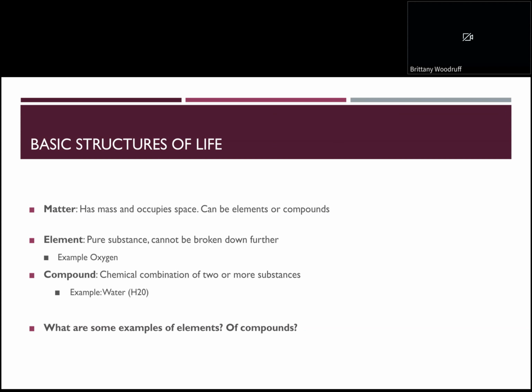What are some other examples of elements? Potassium. Carbon dioxide. Carbon dioxide is a compound, because it's two elements. So carbon dioxide and carbon monoxide are compounds. Gold is an example of an element. Carbon, potassium, sodium, all of those are elements. There are way more compounds than elements.